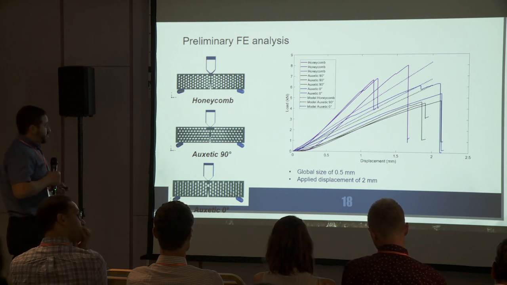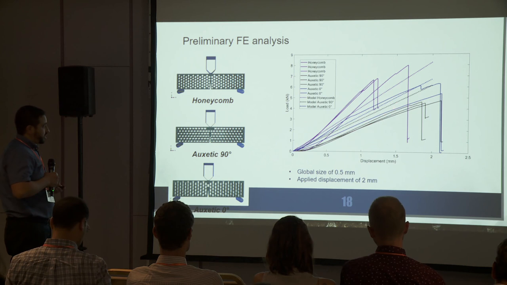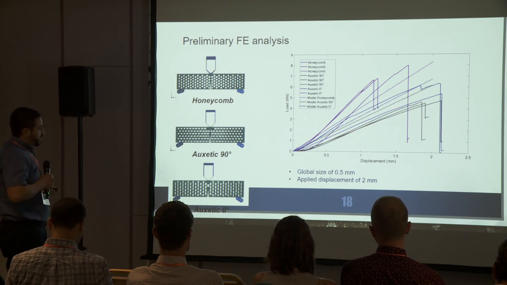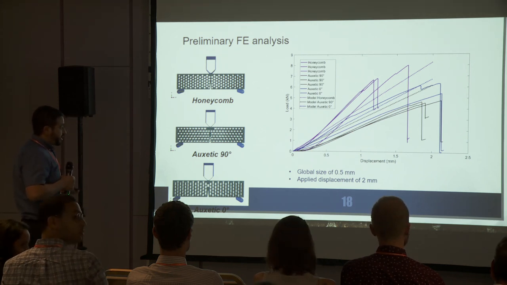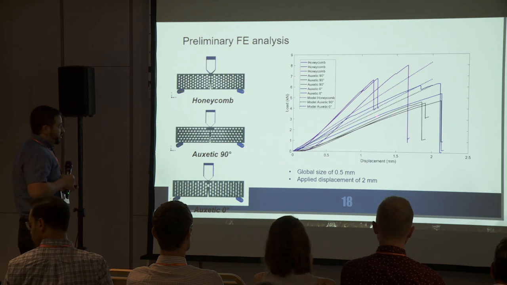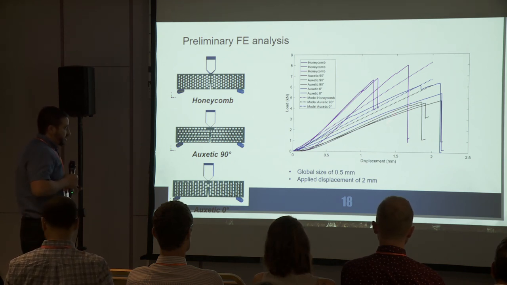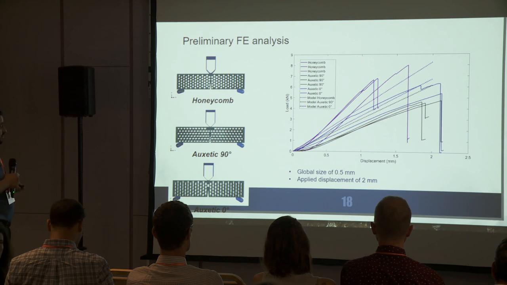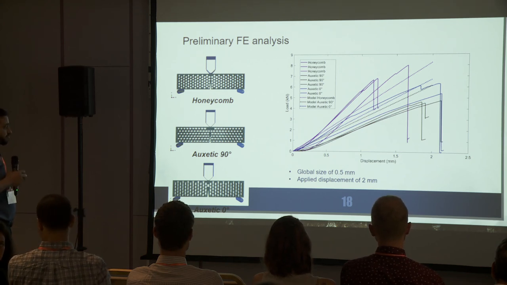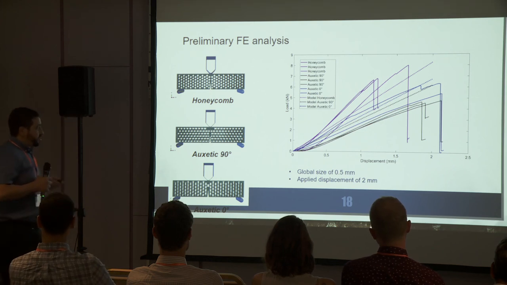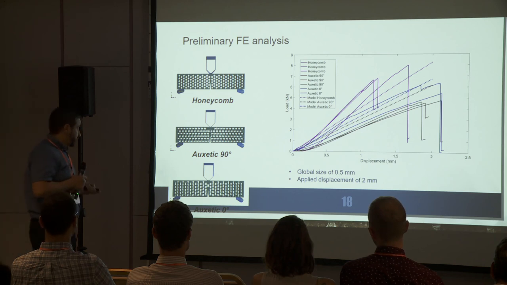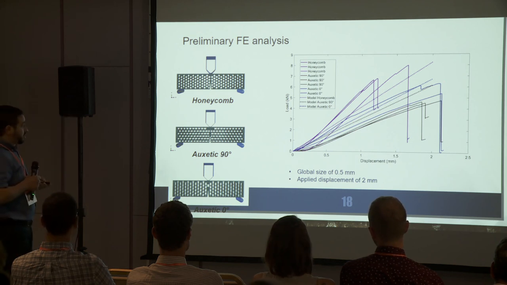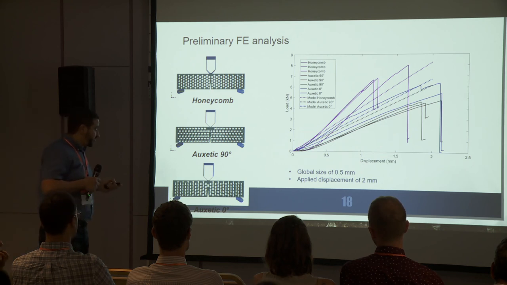What we get from this simulation, the dashed lines are the simulations. What we can see is that the order is okay, but the rigidities are not so close to the experimental curves. This can be because of the effect of dislocation between cells, and these were seen on the specimens after failure.